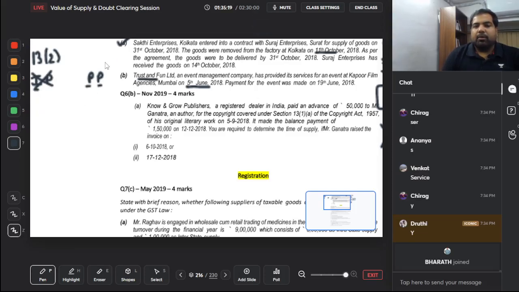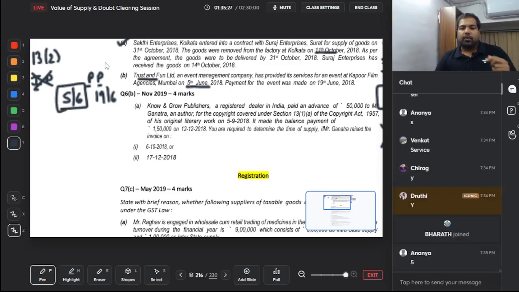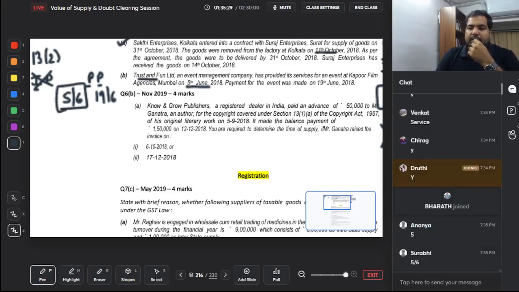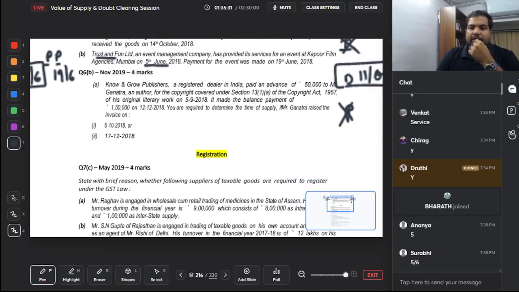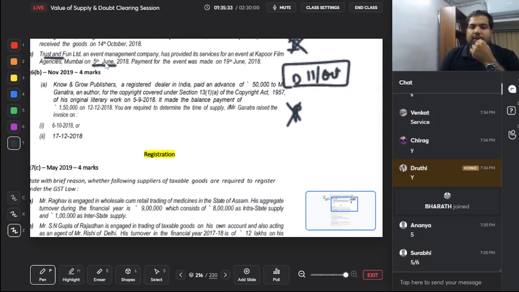Then it's PP. Provision, when were the services provided? 5th June. And when was the payment made? 19th June. So which is earlier? 5th June. It's strange because generally, guys, they give all details. But anyways, guys, last question. We'll only do the first one.